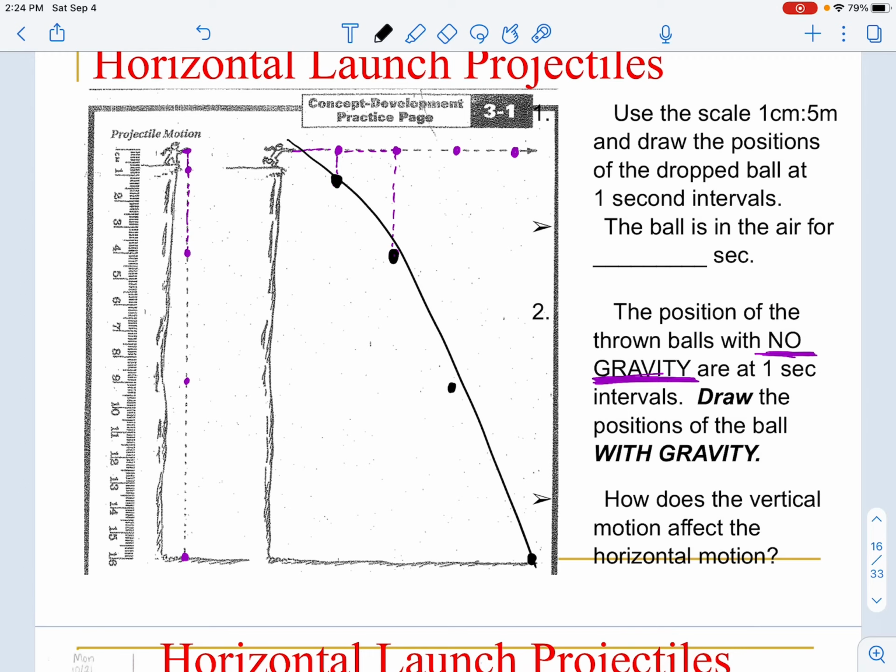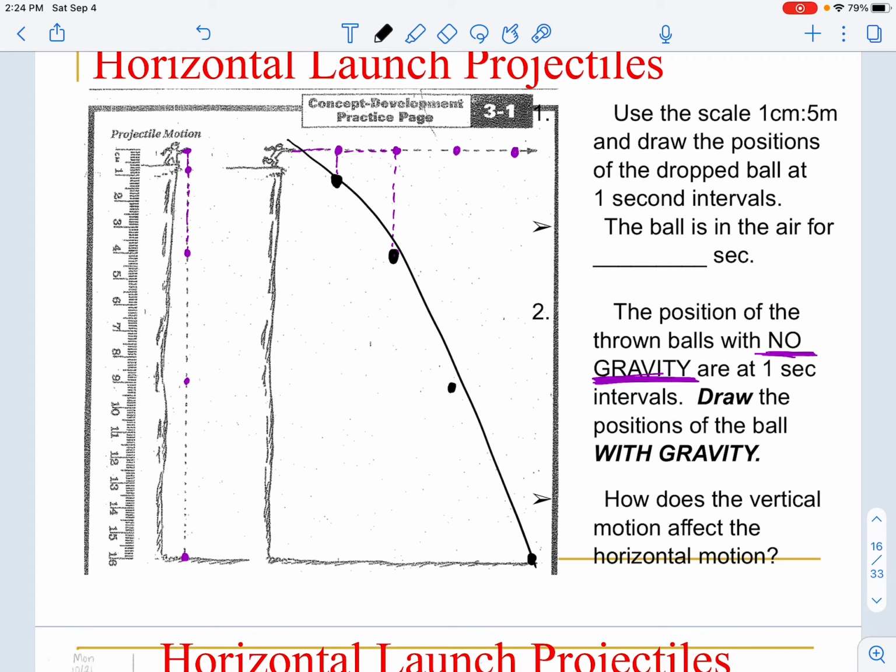Okay, so the last thing on the screen, how does the vertical motion affect horizontal motion? It doesn't. Vertical motion happens, horizontal motion happens. One does not affect the other. They simply both take place on the same object simultaneously. So we have horizontal motion that is constant, and we have vertical motion that is affected by gravity. But one does not determine the other.